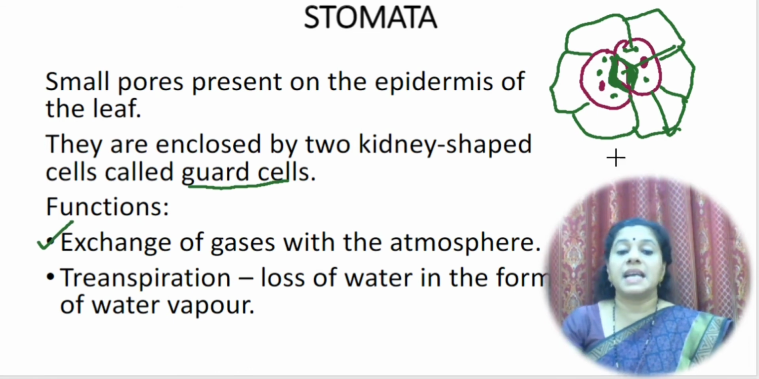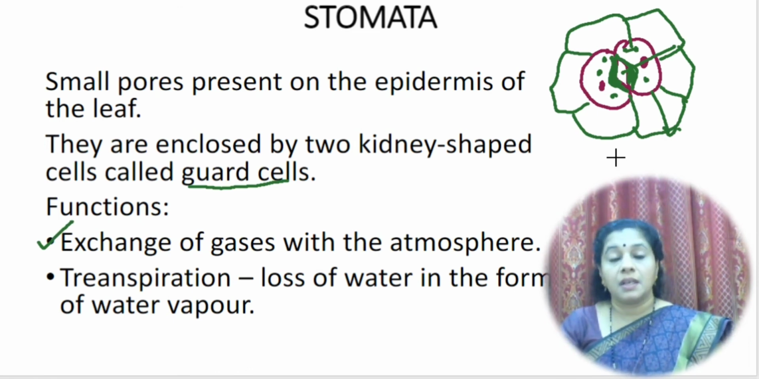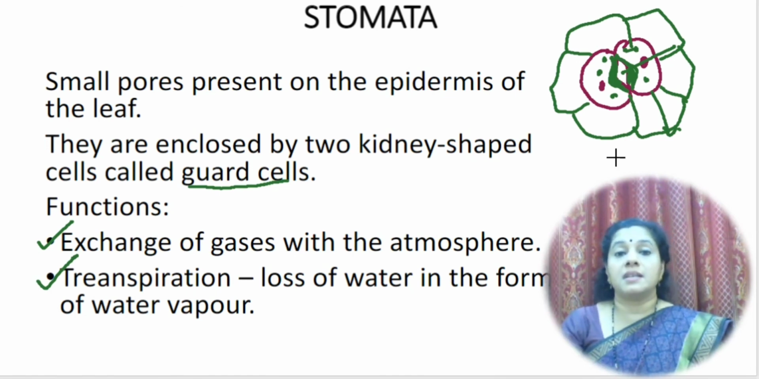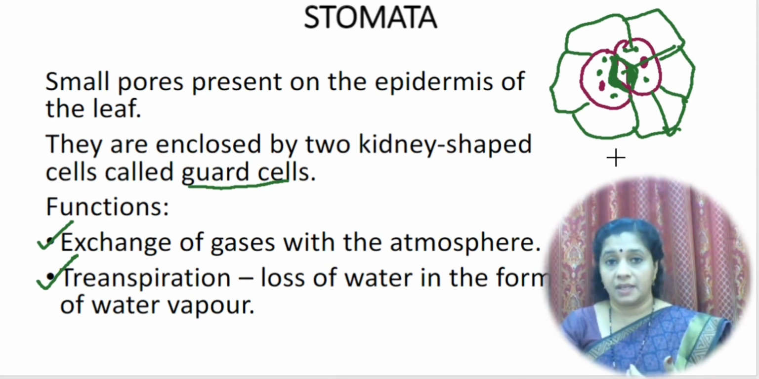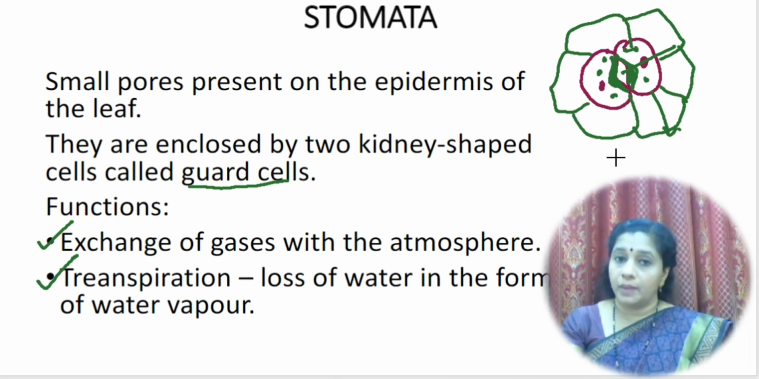The first function is exchange of gases with atmosphere. For photosynthesis, plants have to take in carbon dioxide, and after photosynthesis oxygen is liberated, right? So gaseous exchange is taking place with the atmosphere through stomata. Another function of stomata is transpiration, means the loss of water in the form of water vapor from the plants. Excess water if there, it has to go out. How will it go? In the form of water vapor. How can it go out? Through the stomata. So these are the functions of stomata, very important.